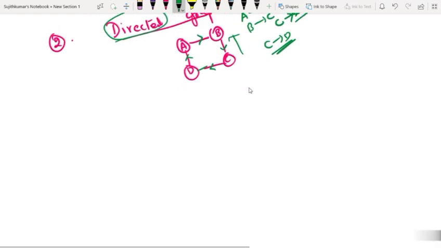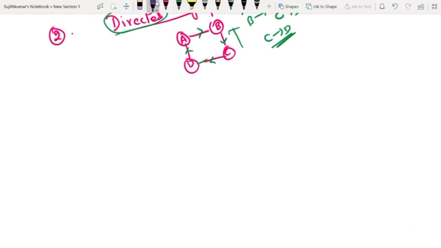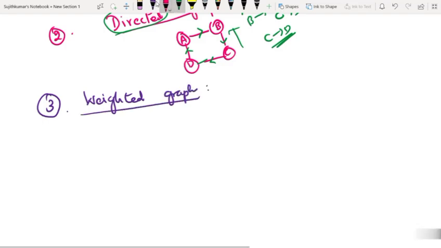That's all for directed and undirected graphs. The third terminology is weighted graph. So what do you mean by a weighted graph? Let me explain with an example.